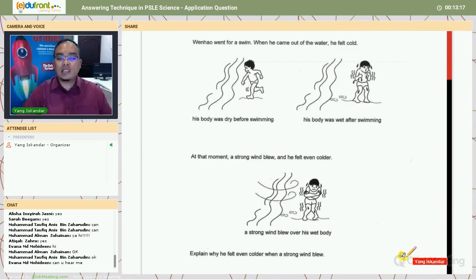You can see here is a 2-mark question. Okay, so this is one example. Later on, we will approach this question.